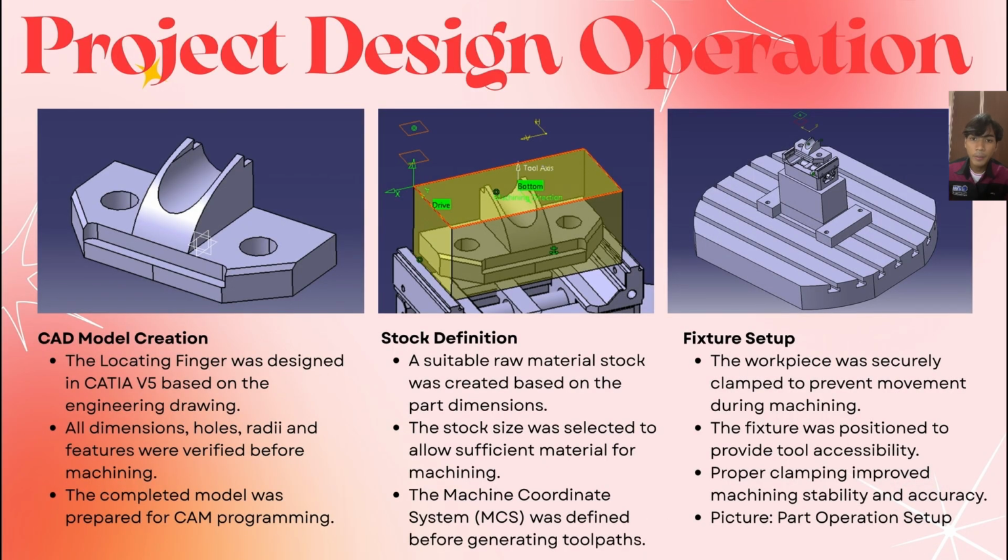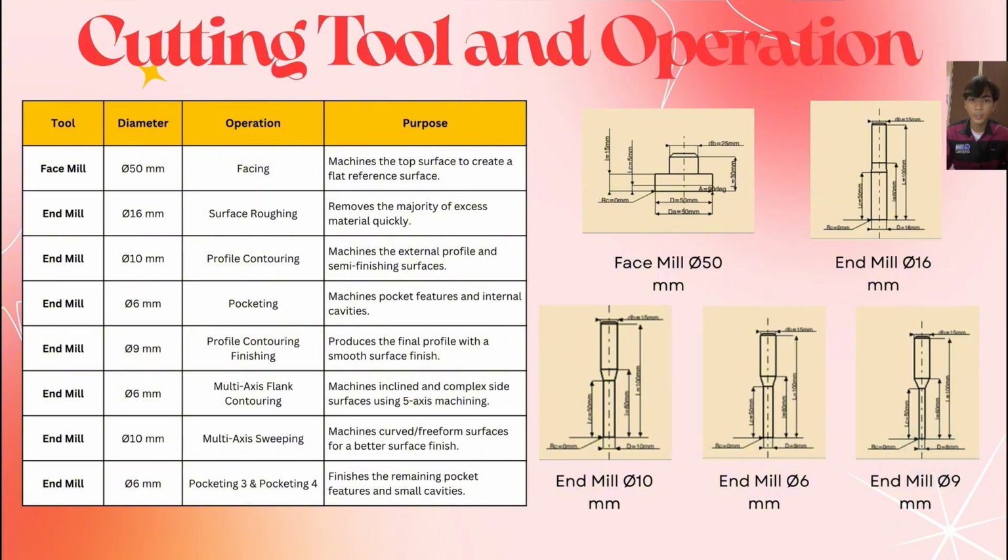This slide explains the project design operation. First, we create the CAD model in CATIA V5 based on the engineering drawing. Next, we define the stock material and set the machine coordinate system, or MCS. Finally, we set up and clamp the workpiece securely on the fixture to ensure stability and machining accuracy during the machining process.